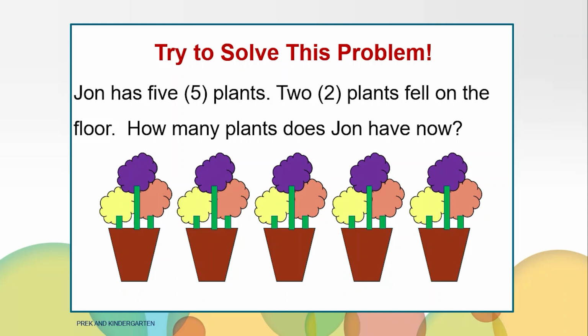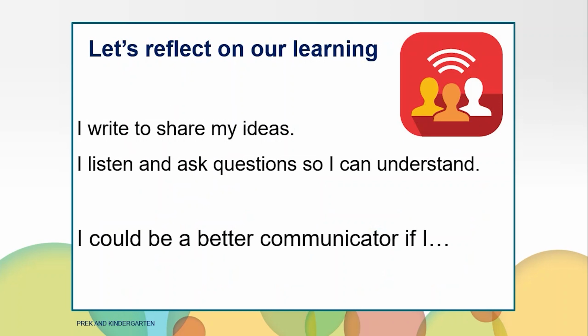Everyone did a great job showing how 5 plants take away the 2 plants means John has 3 plants now. Mathematicians can communicate their ideas in many ways. Take a moment to think about yourself as a mathematician and communicator. Did you write to share your ideas? Were you able to listen and wonder what questions to ask so you can understand? Take a moment to think of what you could do to be a better communicator.